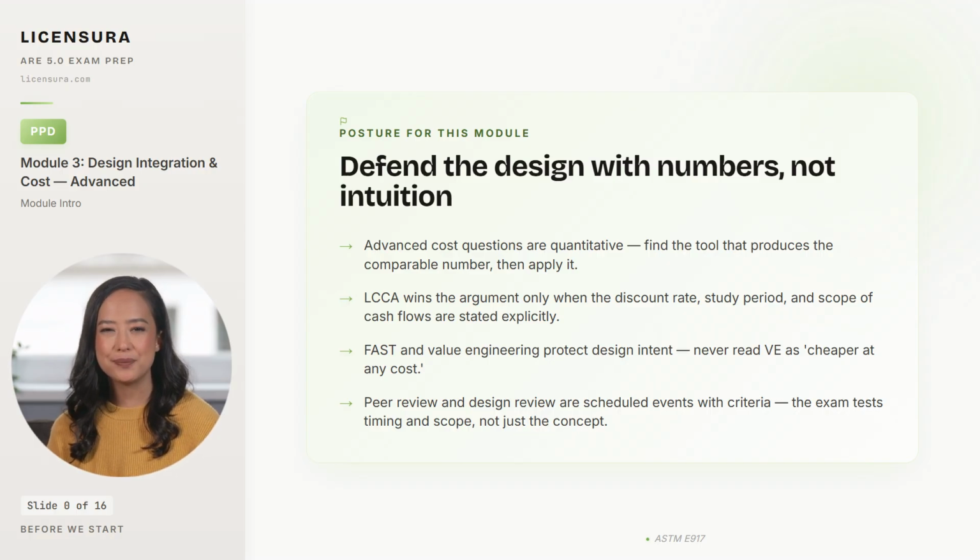And fourth, peer review and design review are scheduled events with criteria attached, not informal walkthroughs. The exam tests the timing in the project schedule and the scope of what the reviewer is checking. With that posture set, we step into section 4.1.